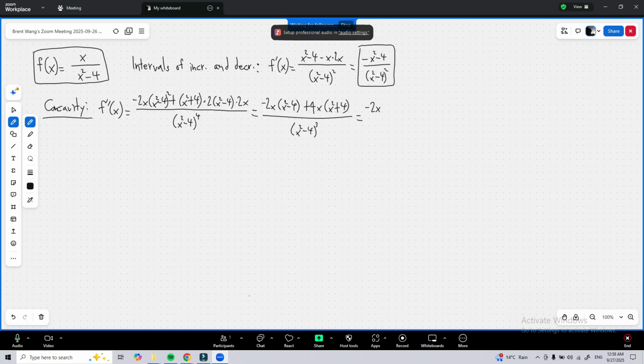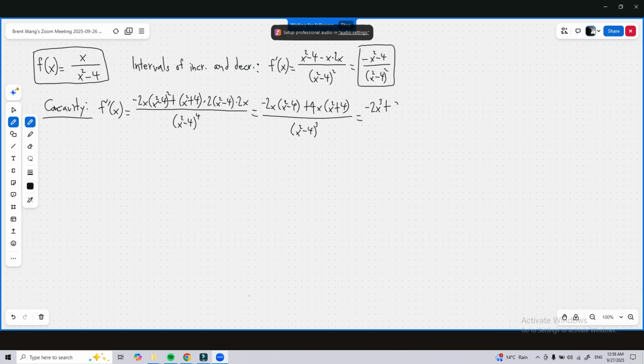Negative 2x cubed plus 8x plus 4x cubed plus 16x, over x squared minus 4 cubed. So let's simplify the numerator.